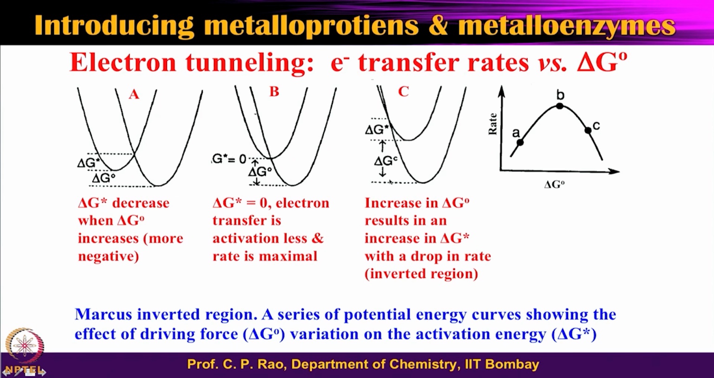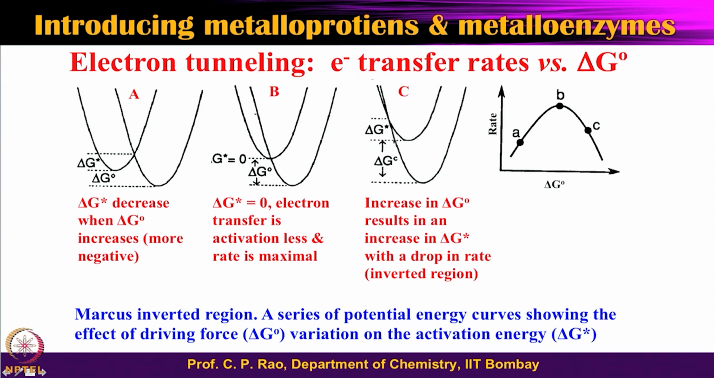Delta G star is 0. So, for electron transfer there is no activation barrier. In other words, it is activationless, so the rate should increase, and you see that it goes to a maximum, the highest; you cannot have anything higher. Now, take the third possibility.